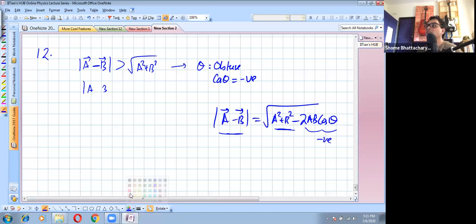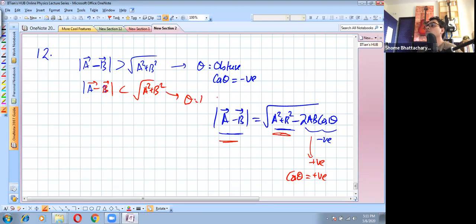Whereas on the other hand, if you want the condition that mod of a minus b is in fact less than root of a square plus b square, so then this left hand side has to be less than this much. So if it is less than this much, then this quantity should be positive, which means that cos theta should be positive. That means theta should be acute. So this is very similar to the inequality that we had seen for sum.